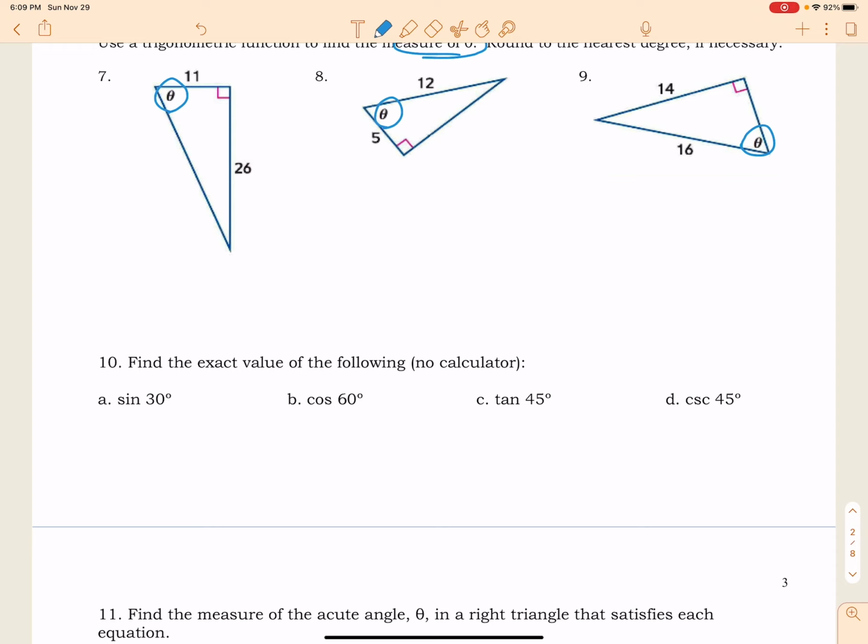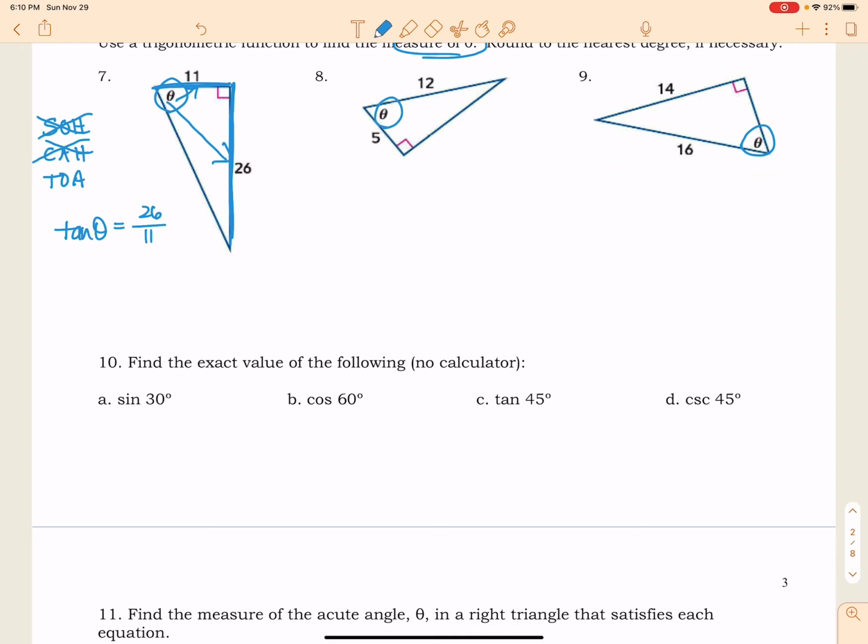Again, I am going to look at sine, cosine, or tangent. Which one am I going to use? Look at theta and its relationship to the sides. We've got this side and this side right here. We do not have the hypotenuse, so we are not going to use sine or cosine. That means we're going to use tangent. So tangent of theta, I'm using theta now because I'm finding its measure, equals opposite over adjacent, which is 11.